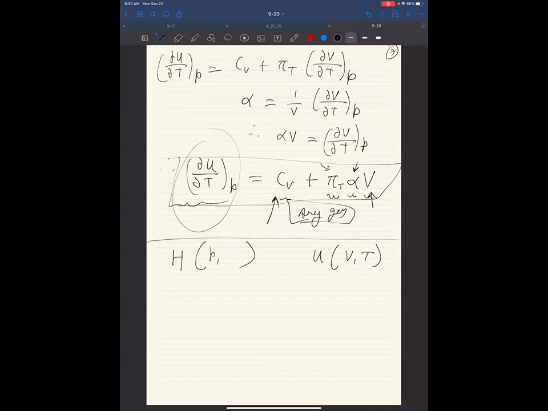There is nothing stopping us from thinking about enthalpy also as a function of volume and temperature. It can be done, but this will be a more intuitive way of looking at enthalpy. I'm trying to avoid using the word natural way of looking at enthalpy because later we will talk about natural variables. But for now, this is just our intuitive way, and that's what we will do.